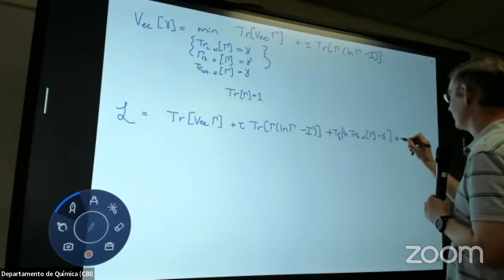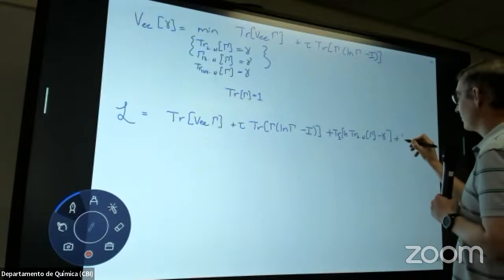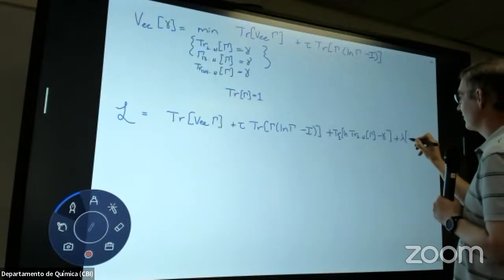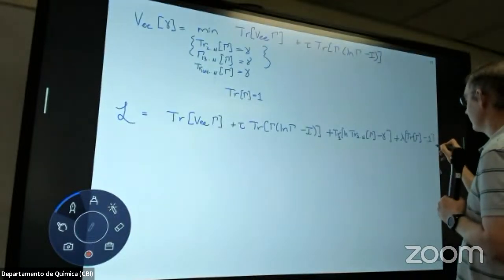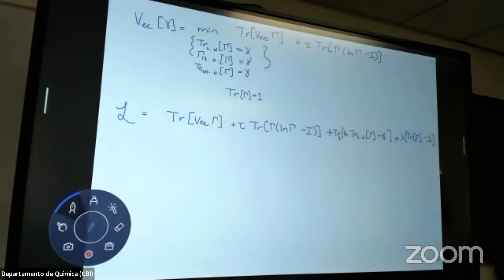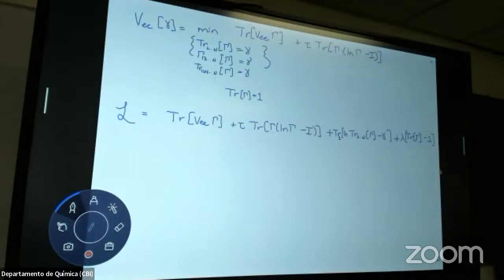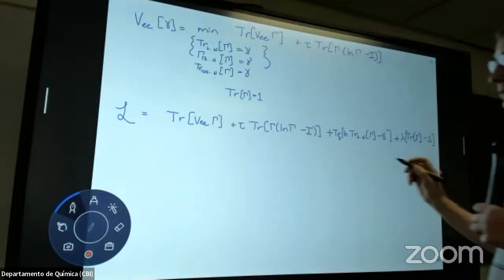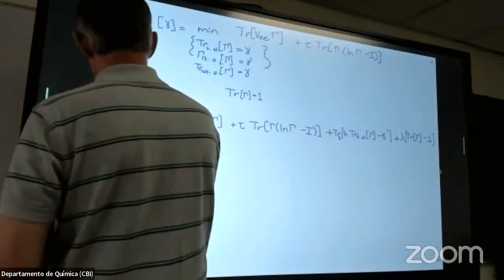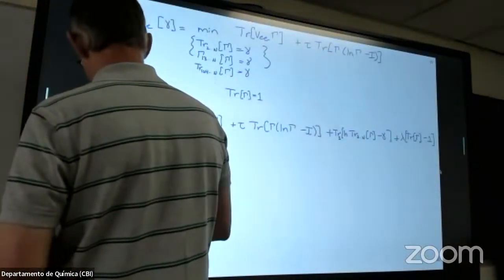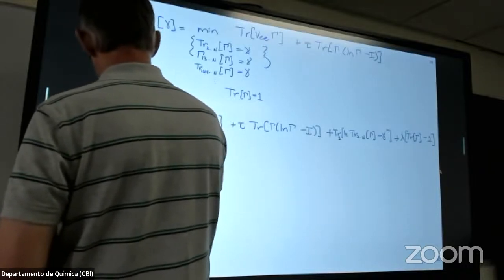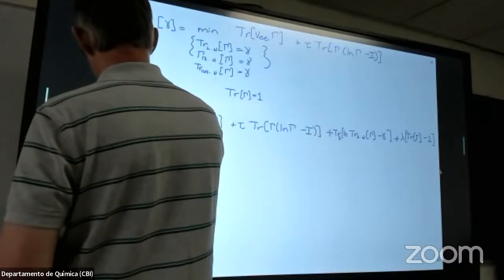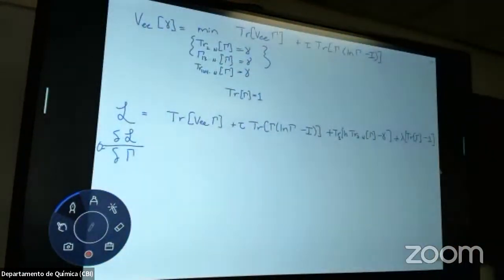So I'm going to add on a constraint, lambda, that's trace of gamma. Okay. So that's my Lagrangian. Just normal throwing Lagrange multipliers in front of all my constraints. Nothing fancy here, right? Now I have to take the derivative of the Lagrangian with respect to the density matrix. That has to be 0, right? That's the next step, always, right?